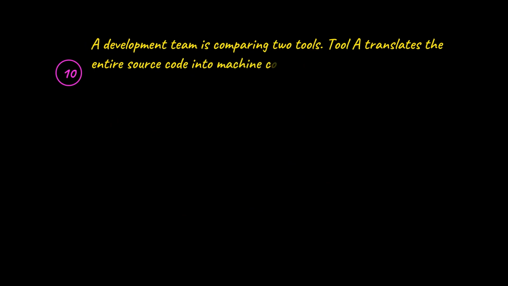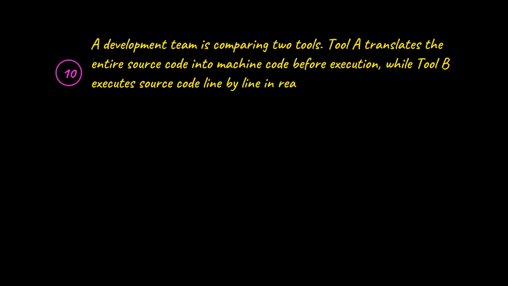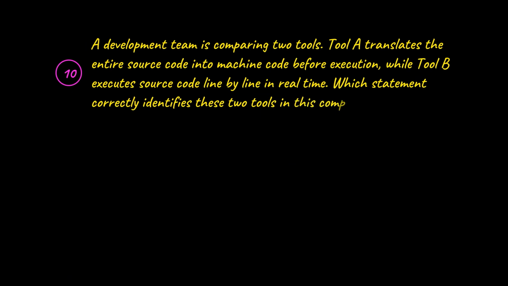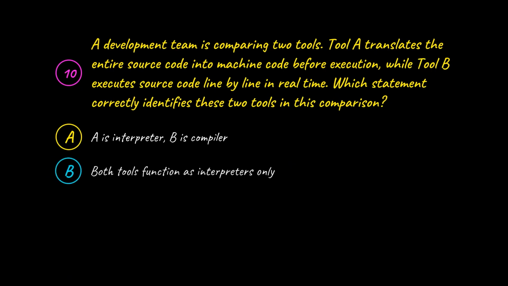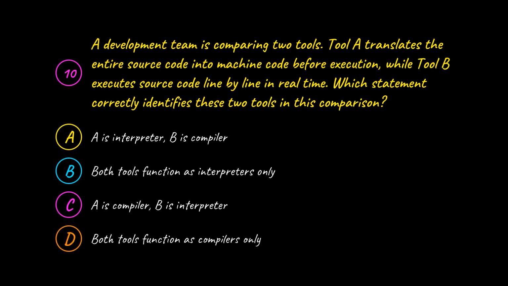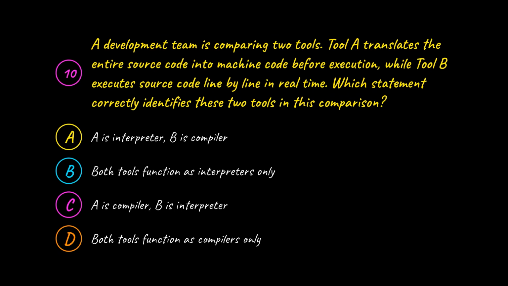Question 10. A development team is comparing two tools. Tool A translates the entire source code into machine code before execution, while Tool B executes source code line by line in real time. Which statement correctly identifies these two tools in this comparison? Your options are A, A is interpreter, B is compiler. B, both tools function as interpreters only. C, A is compiler, B is interpreter. D, both tools function as compilers only. Take a second. Which answer would you pick?